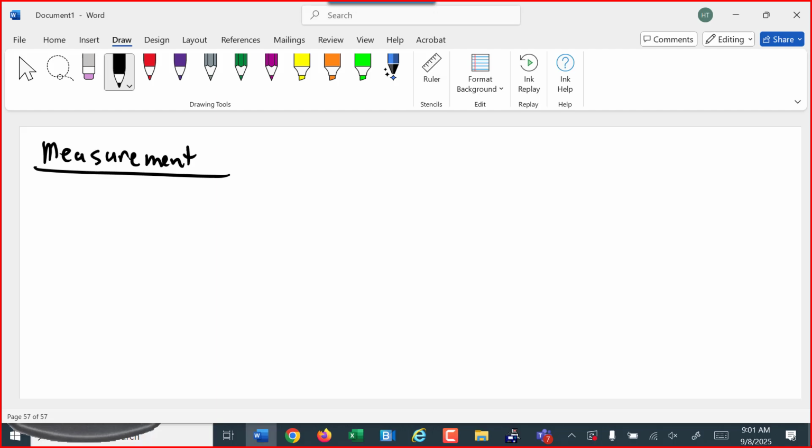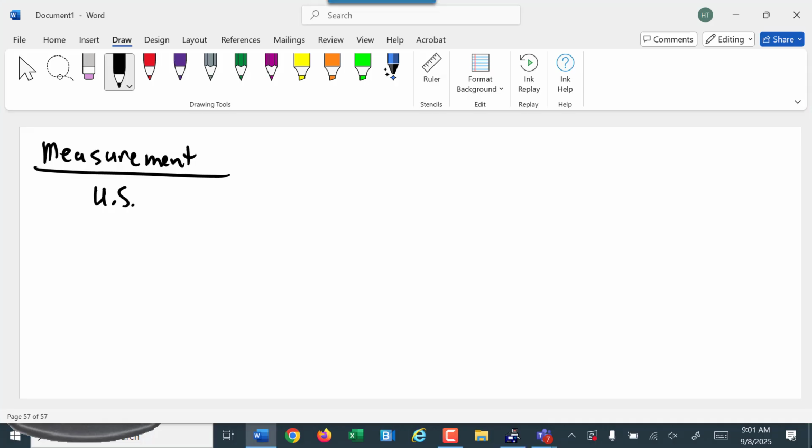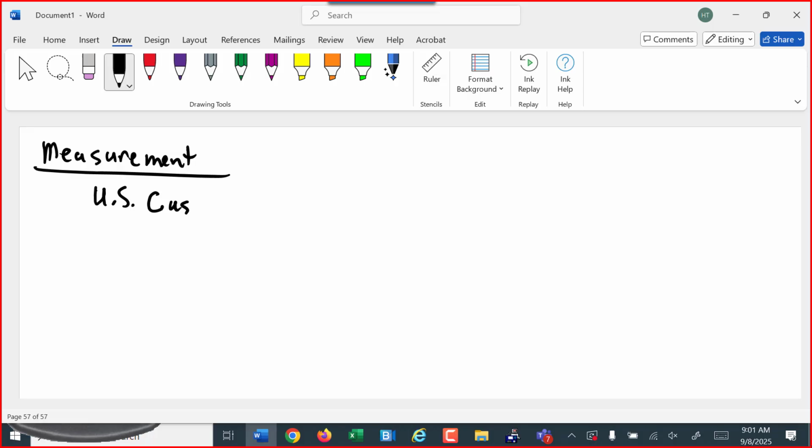What I grew up calling the standard system of measurement, of course, is no longer the standard system of measurement. There's the U.S. customary. Like I said, that's the one that I grew up calling the standard measurement system. And now, of course, it's the metric standard system.